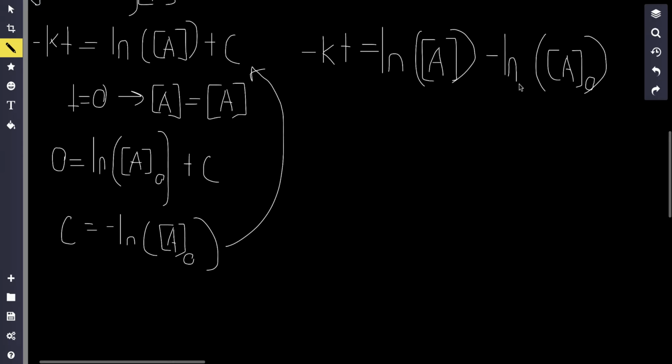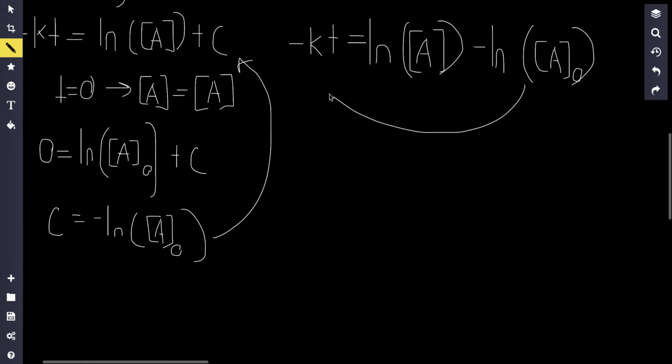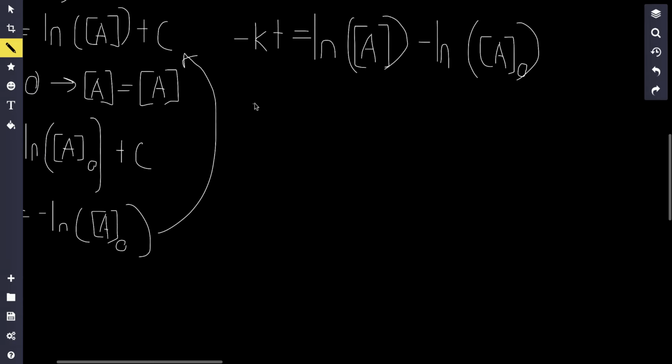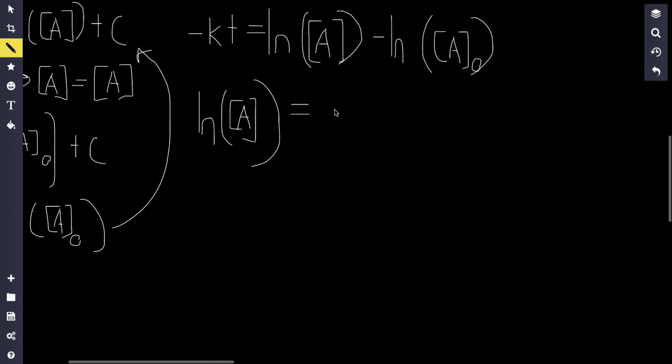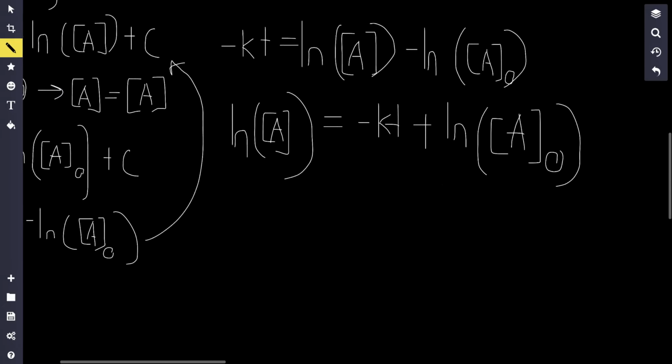Now, if I move this to the other side, I actually get my first order integrated rate law. So I get ln of the concentration of A is equal to negative kt plus ln of the concentration of A initially. All right. And when you take a look at that, we have our first order integrated rate law.